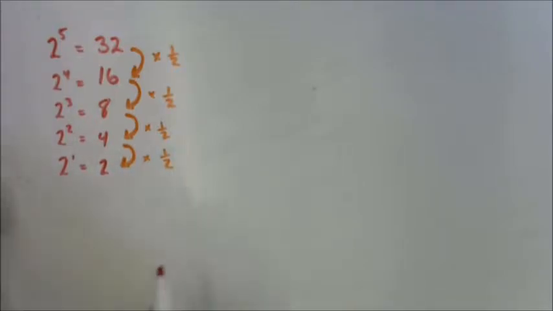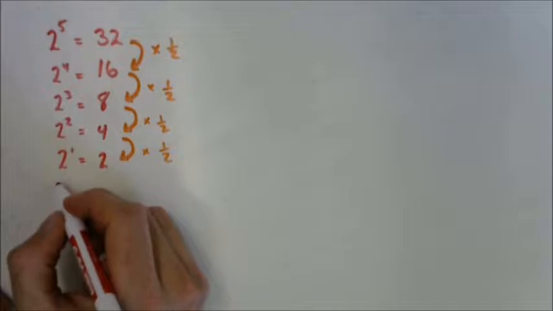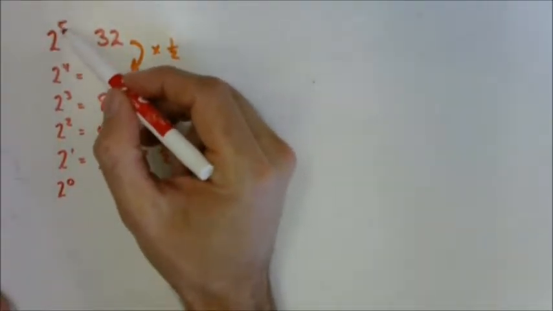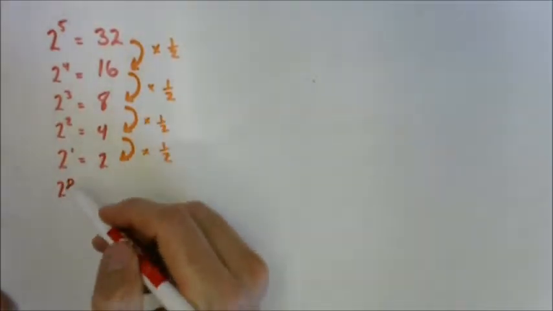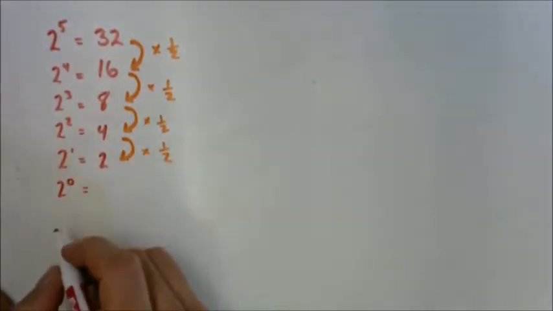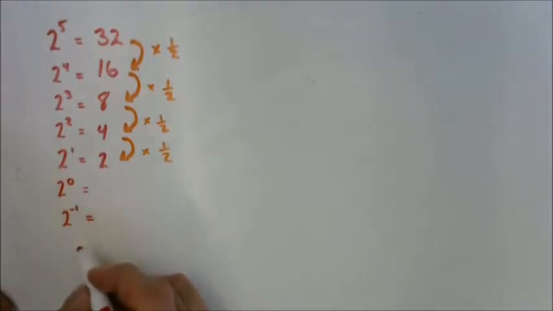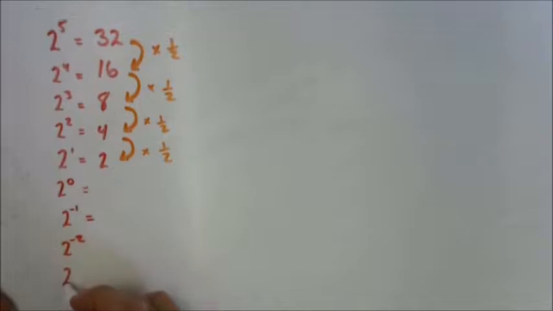But what if that pattern had to continue? On this side, my exponent is going down by 1. 5, 4, 3, 2, 1. The next one is 0. What's my next exponent? Negative 1. Then what? Negative 2, then what? Negative 3, and we could keep going. I'm going to stop there because I'm out of space. But you could keep going all the way down to negative 5.